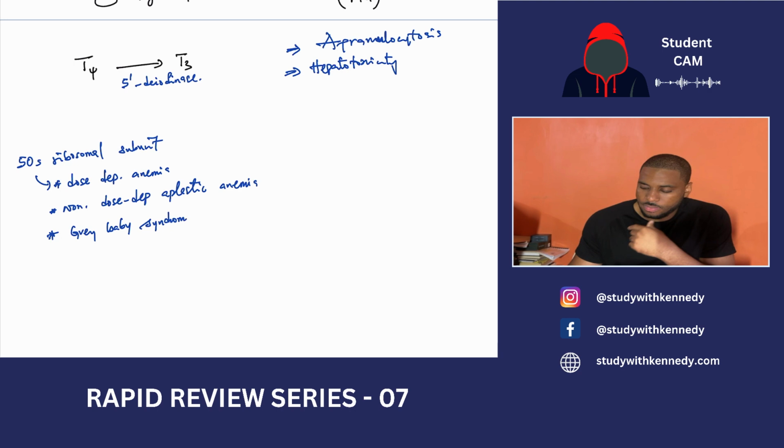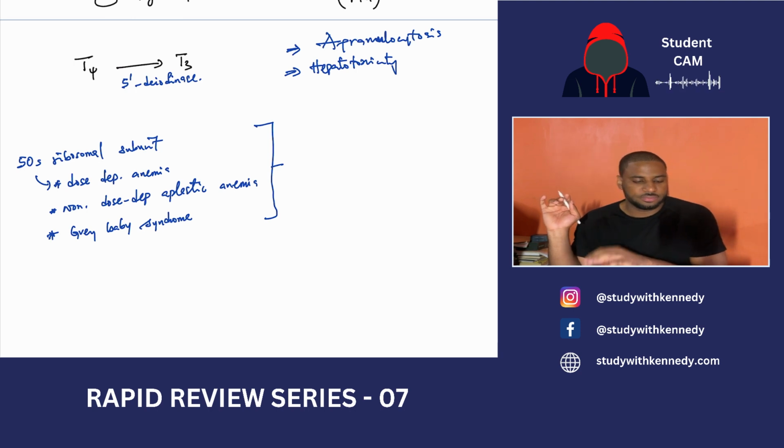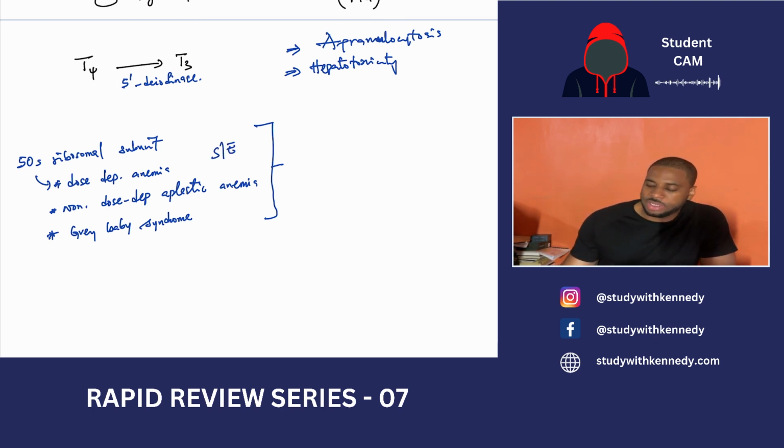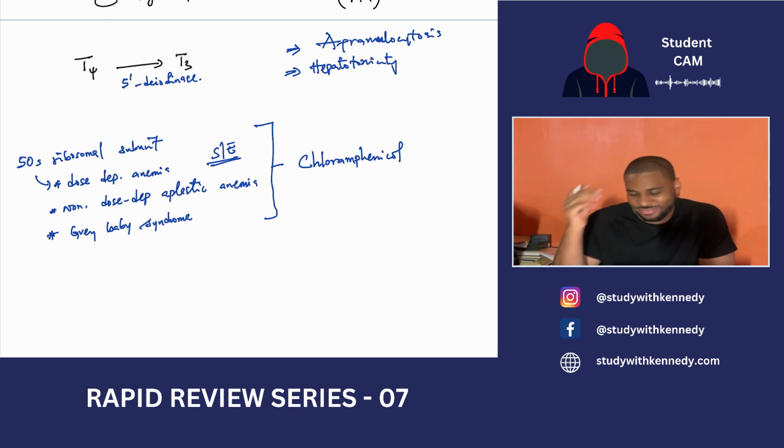Oh, it's a fluoroquinolone. It's not a fluoroquinolone. It's a medication by itself. What would that medication be? It's a medication that just stands alone. It binds the 50S ribosomal subunit. It causes dose-dependent anemia as a side effect. These are all side effects. Non-dose dependent aplastic anemia. Yes, tell me. Chloramphenicol, right? I overthink it. Okay. Yeah. All right. That would be chloramphenicol.